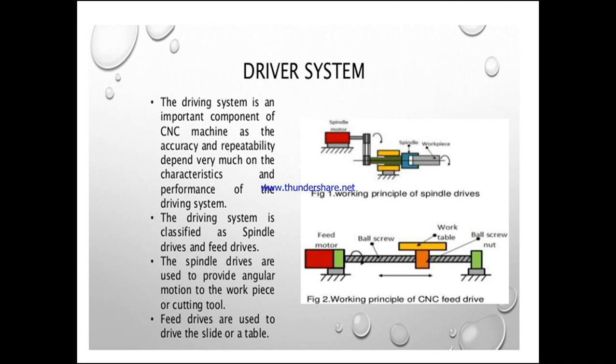This driving system is classified into spindle drives and feed drives. The spindle drives are used to provide angular motion to the workpiece or cutting tool. You can see in the first figure the spindle, workpiece, and spindle motor. The spindle drives provide the angular movement of the workpiece, whereas the feed drives are used for the sliding movement of the work table. The movement of the work table is done by the feed drives, and the spindle drive is used for the rotation of the workpiece.